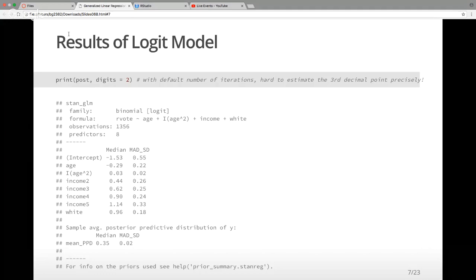So we get these. I talked about posterior median, posterior standard deviation. It says some stuff about the model. It also gives you the distribution of the sample average of the posterior predictive distribution for Y. So for these 1,356 people in my data set here that voted in 1992, it's saying that the average prediction among those people, averaged over the 1,356 people, has a median of 0.35 and a standard deviation of 0.02.